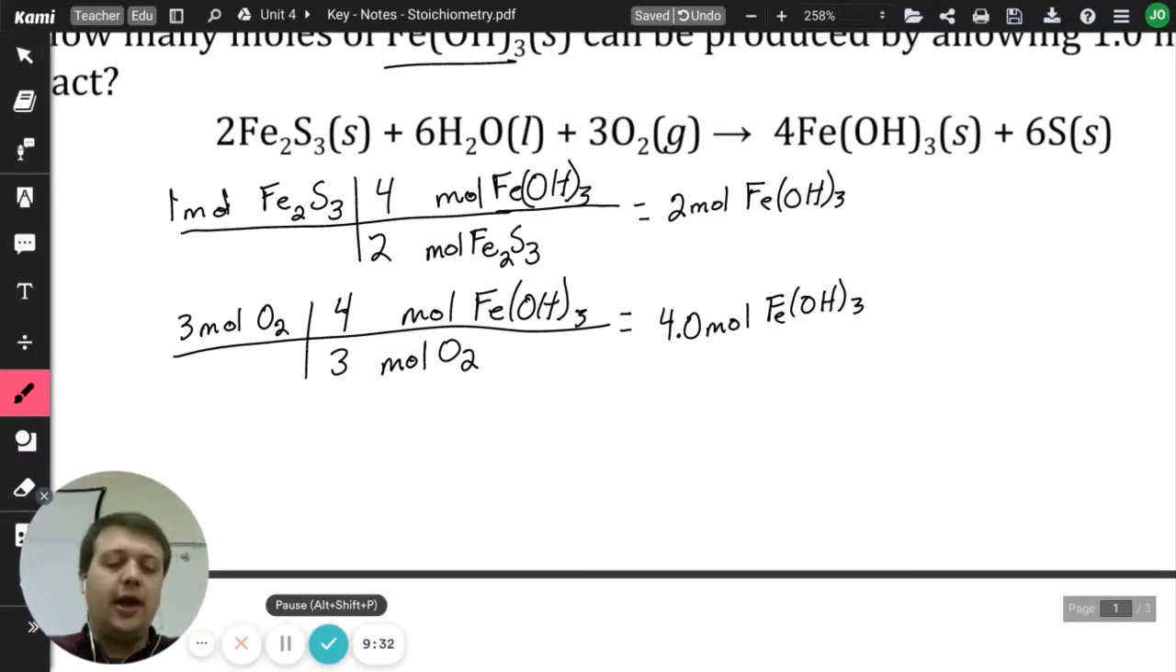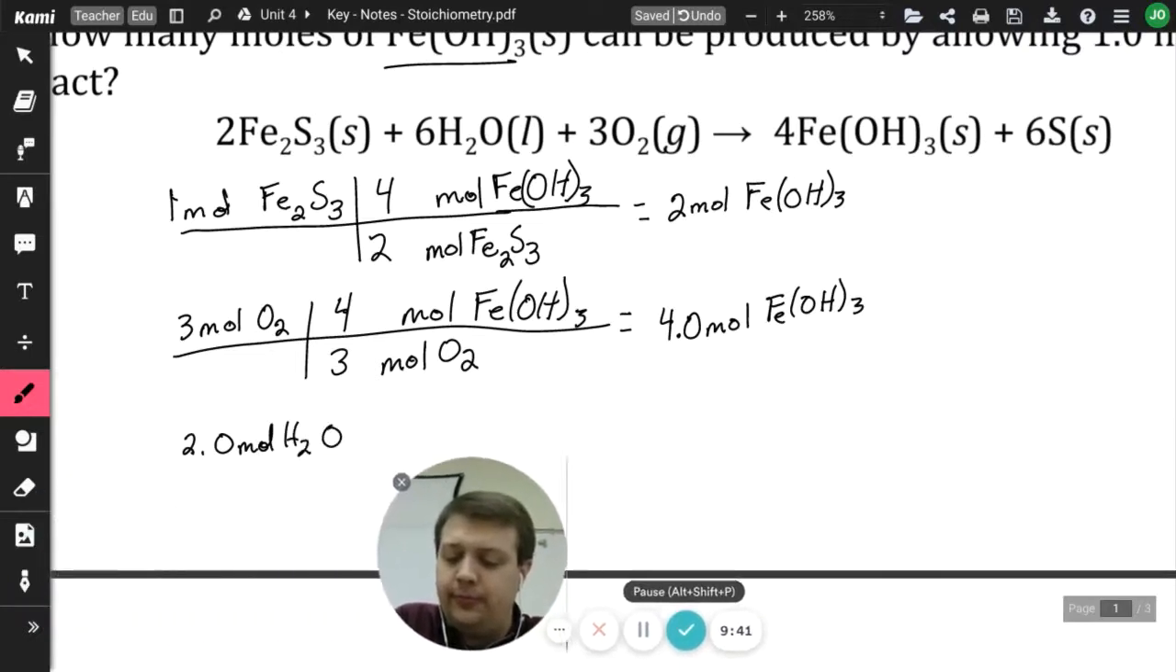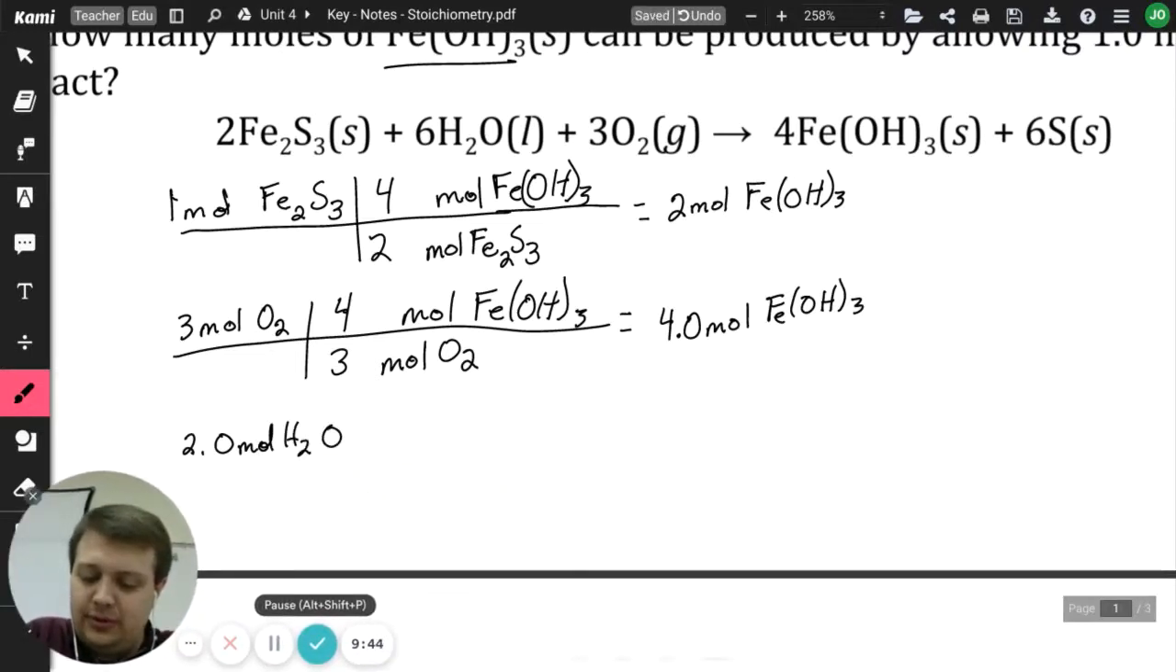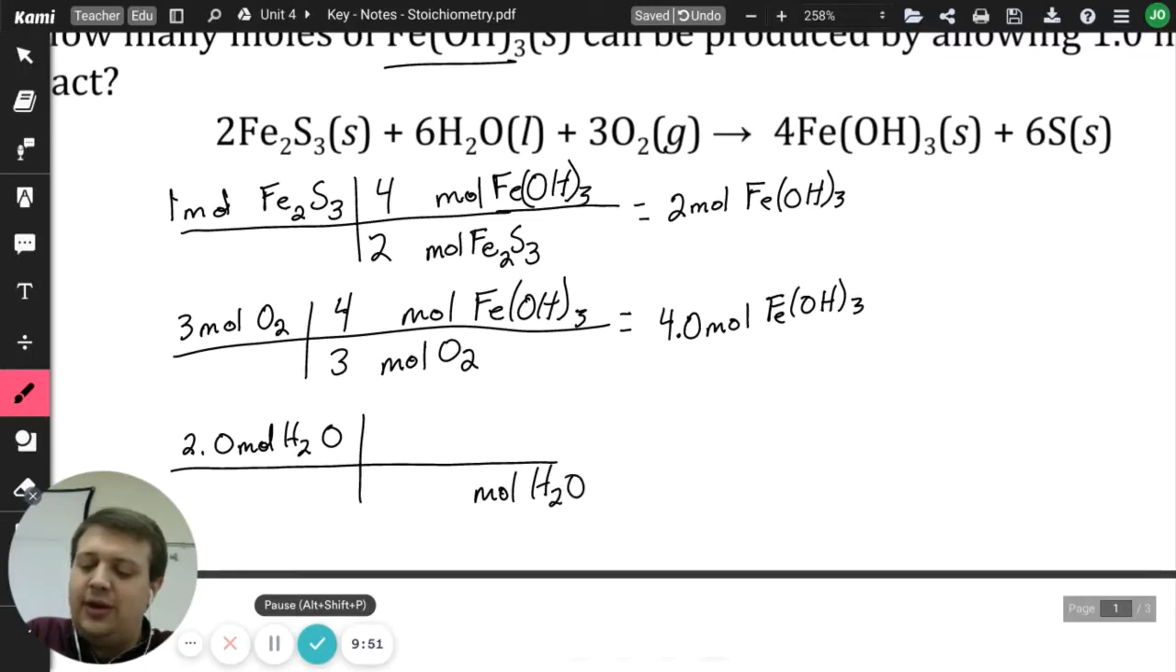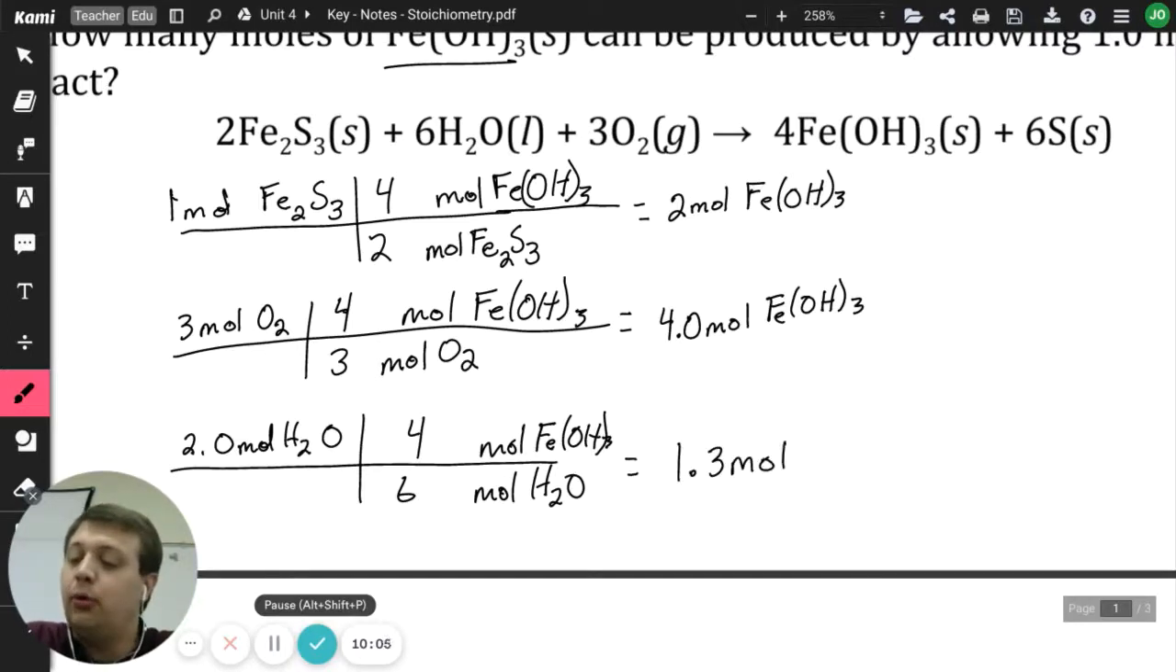And then lastly, we've got our H2O. So I have 2 moles of H2O. We're going to go moles of H2O into moles of Fe(OH)3, and we have a 4 to 6 ratio there. We solve for that. We're going to end up with 1.3 moles of Fe(OH)3.